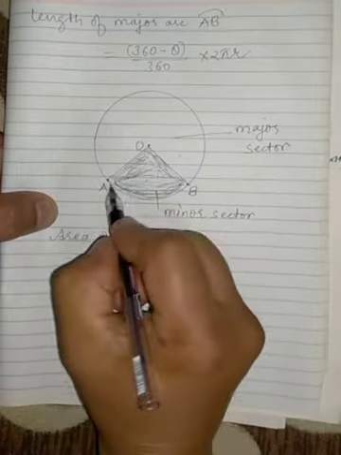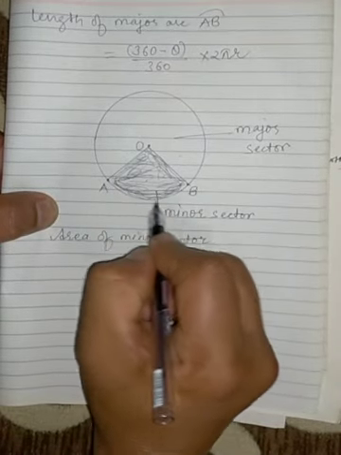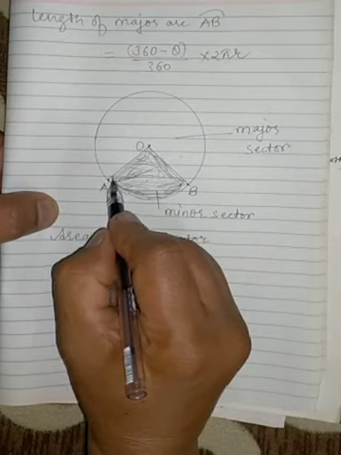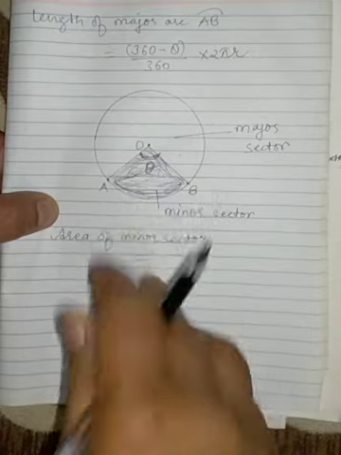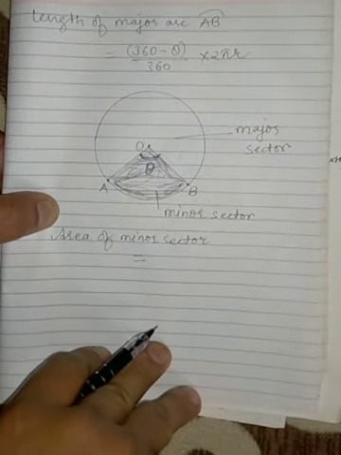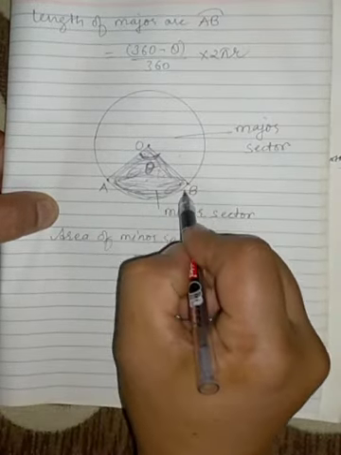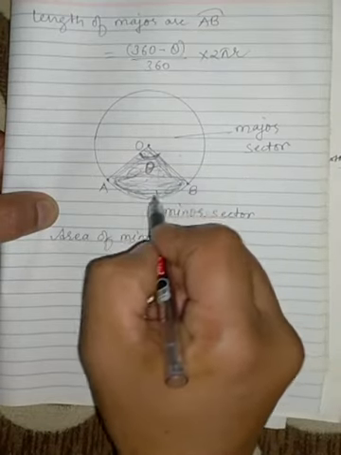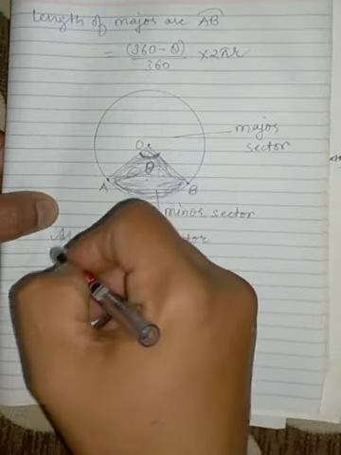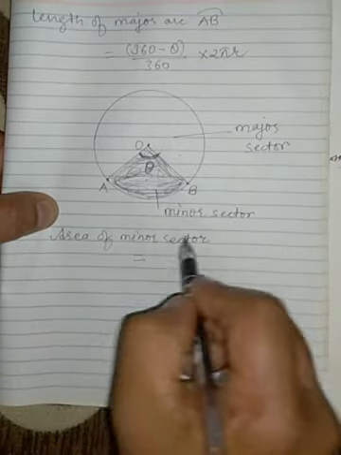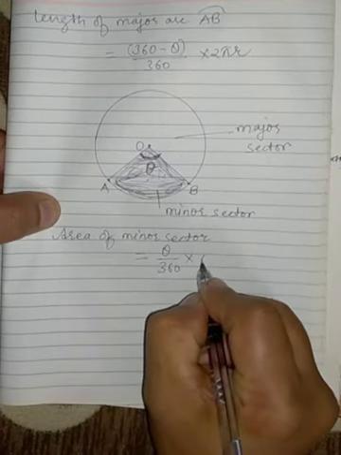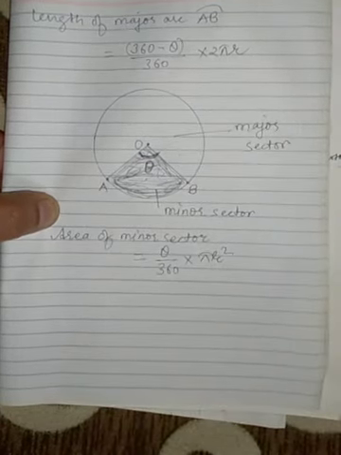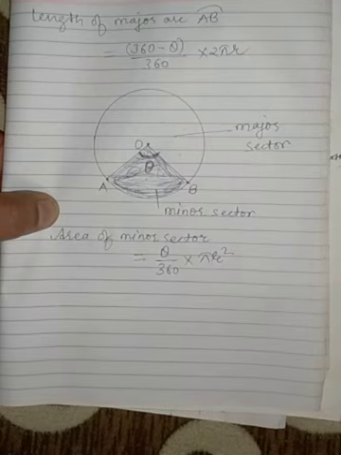First we will see what is the angle for the area of minor sector. Suppose this sector AOB attains this much angle, let it be theta. So in that case, this part, which is the part of area of circle, has attained this much angle theta for the sector. So area of minor sector will be given by theta upon 360 into pi r square.